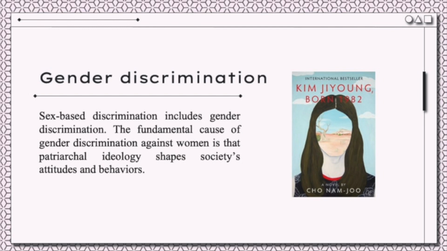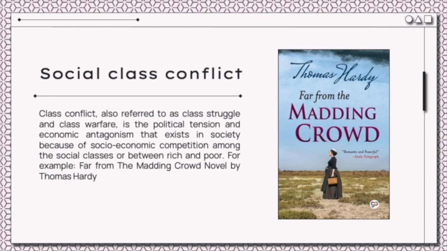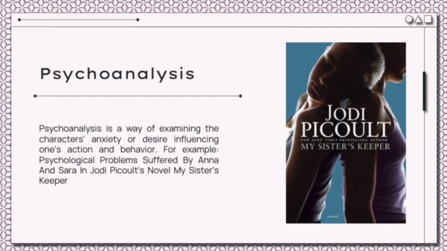3. Social class conflict. Class conflict, also referred to as class struggle and class warfare, is the political tension and economic antagonism that exists in society because of socio-economic competition among the social classes or between rich and poor. For example, Far from the Madding Crowd, a novel by Thomas Hardy. 4. Psychoanalysis is a way of examining the character's anxiety or desire influencing one's action and behavior. For example, psychological problems suffered by Anna and Sarah in Jodi Picoult's novel My Sister's Keeper.